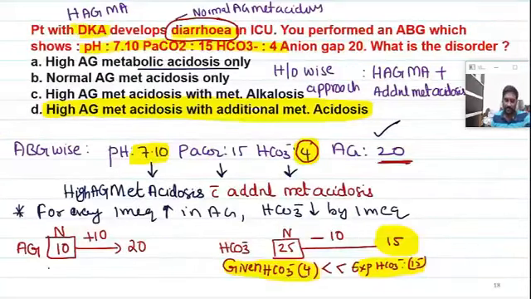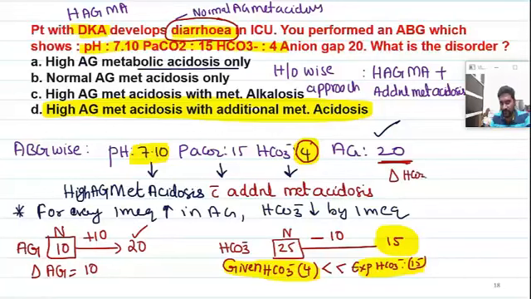Whereas in the next question, if you see here, it is 20 and 10. The change in anion gap is only 10. Delta anion gap here is 10. Whereas for delta bicarbonate, if they ask you to calculate here, how much is normal bicarbonate? 25. How much is the given bicarbonate? 4. 25 minus 4, so delta bicarbonate is 21.